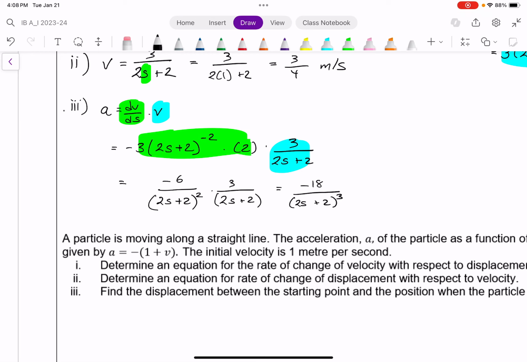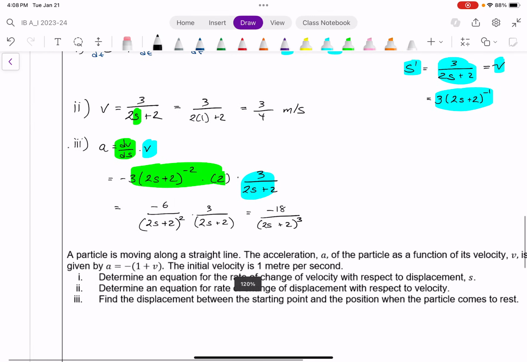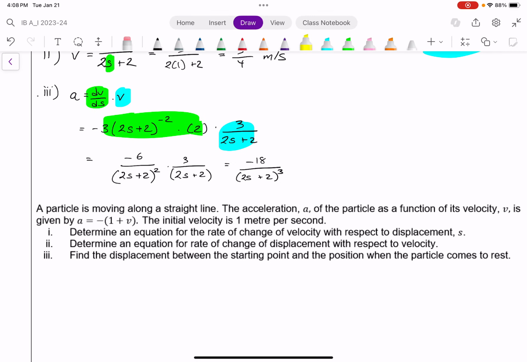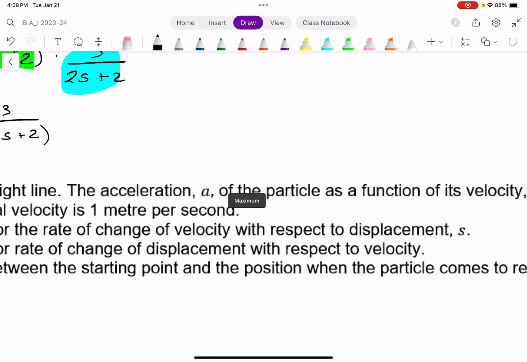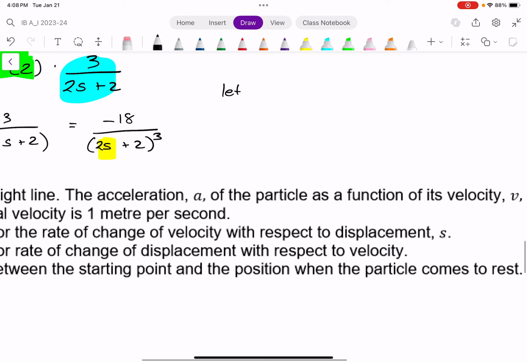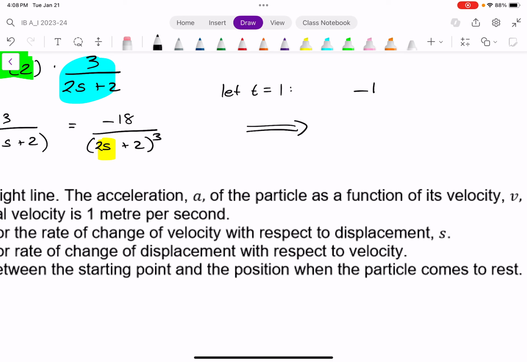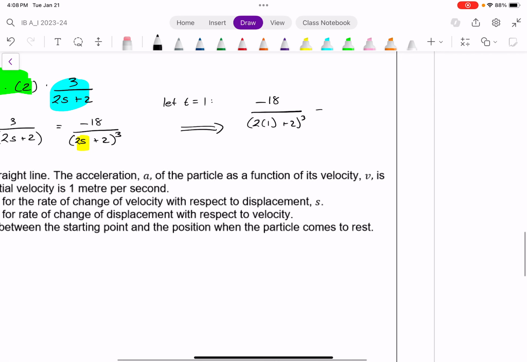I want to know what is the acceleration after 1 meter. So I just need to take this s, change it to a 1 again, and we should be done pretty quickly. So let s equal 1, and that leads me to negative 18 over (2 times 1 plus 2) cubed, which is negative 18 over 64, which reduces to negative 9 over 32 meters per second squared.